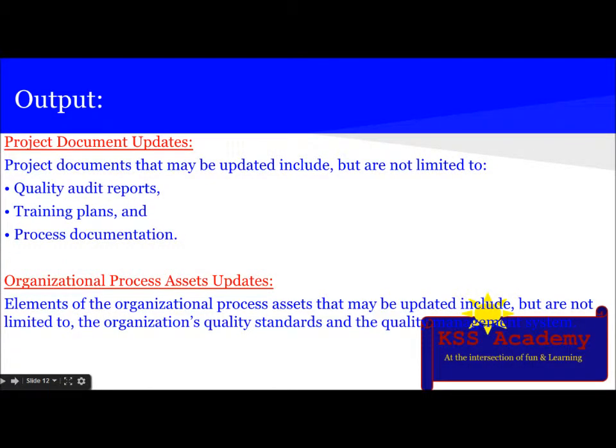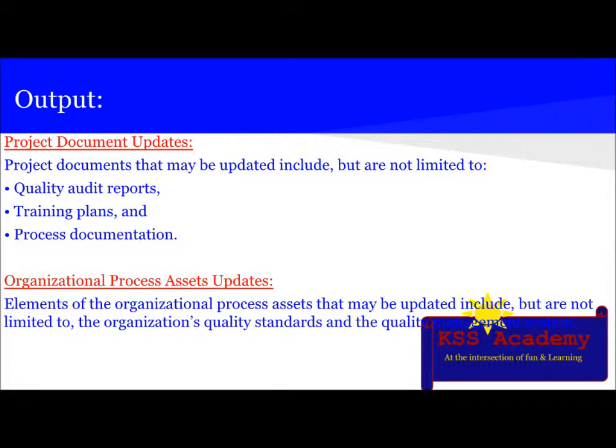The next output is project document updates, and the documents that need to be updated could include quality audit reports, training plans, and process documentation. And the last output is organizational process asset updates. Elements of the organizational process assets that may be updated include the organization's quality standard and the quality management system.